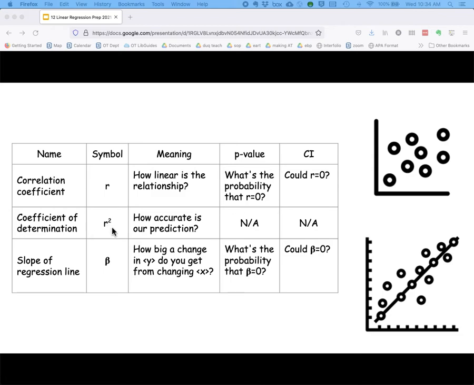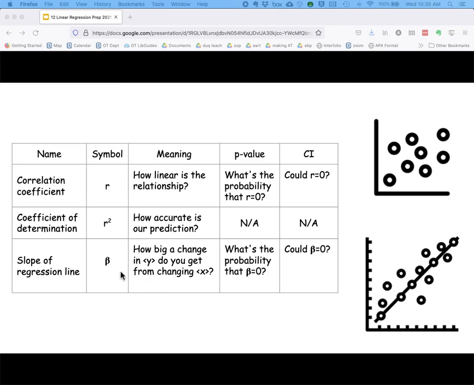Coefficient of determination, r squared, that's for linear regression, and that is actually this r squared. So these are the same things. One is just squared. And this is telling us how accurate our predictions are. So if I give you an x value, you plug it into that equation, how accurate is the y that you're getting? And you're not getting a p-value or a confidence interval for that r squared.